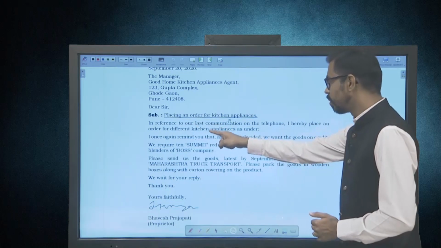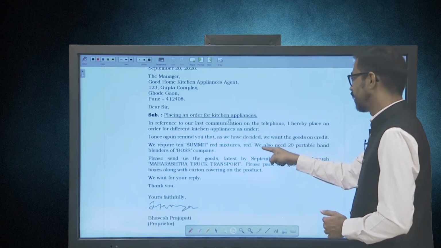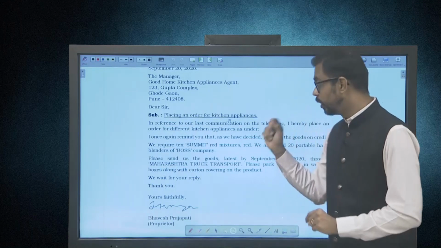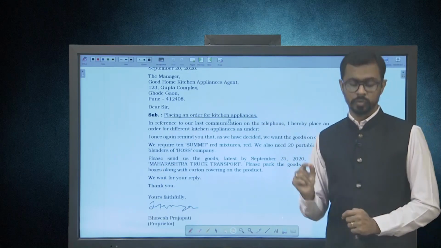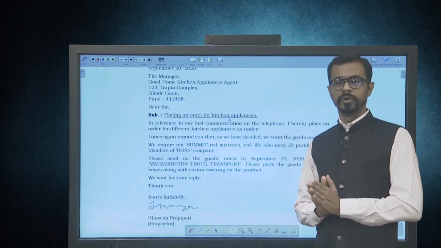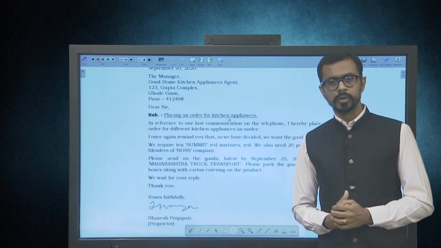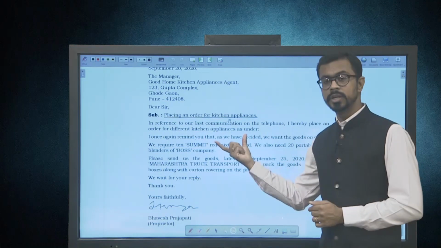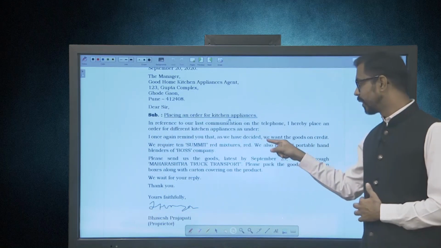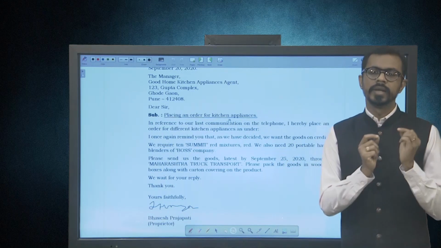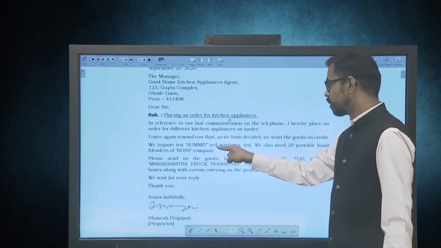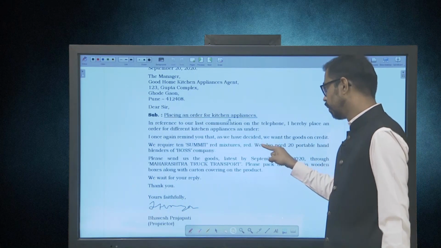I once again remind you that as we have decided, we want the goods on credit. That has to be mentioned. Earlier, it was a communication on the telephone. Oral communication is always lesser preferred than the written communication. That is why we mention it in the written communication as well, that as we have decided, we want the goods on credit. We require 10 Summit red mixtures, red.